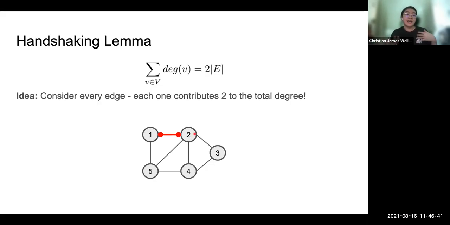And in the graph, you can't have an edge pointing to nothing, right? Connected to nothing. An edge has to connect to nodes. So another one between 1 and 5. And you can quickly see repeating this concept, once you have the entire edge set covered, every edge contributes 2. So twice the number of edges equals covering all the degree, the total degree of the graph. Okay, so this is the handshaking lemma.